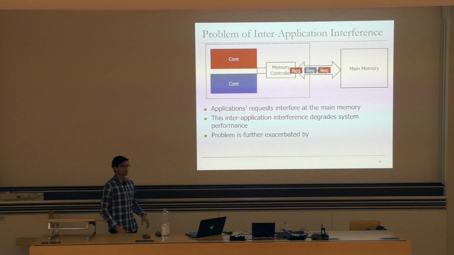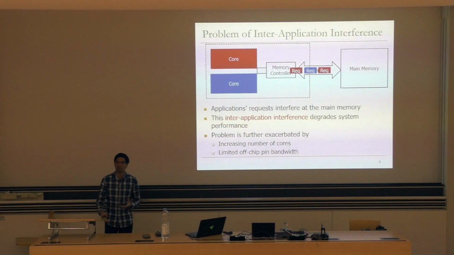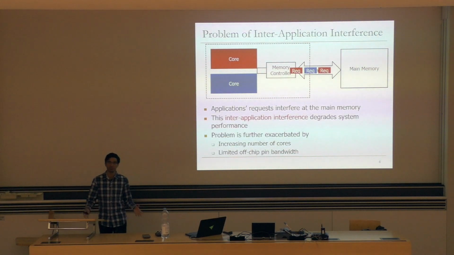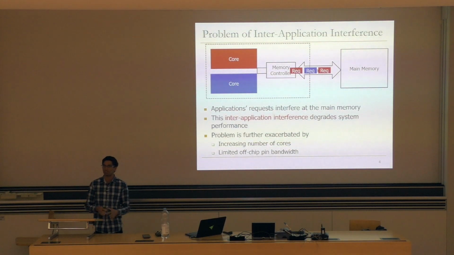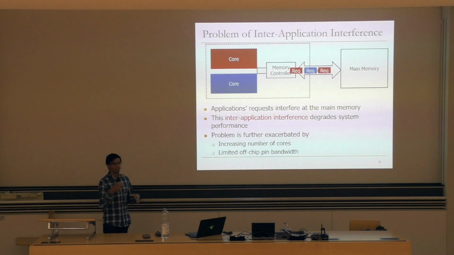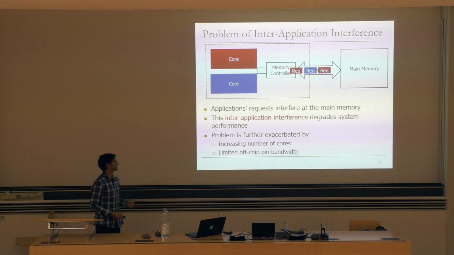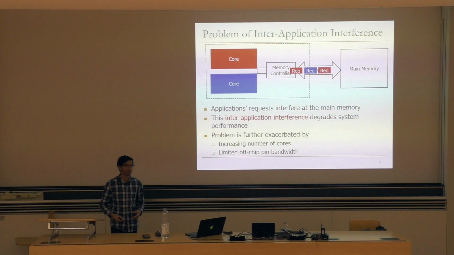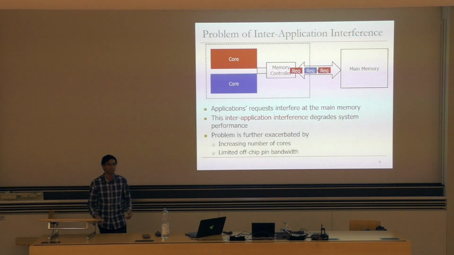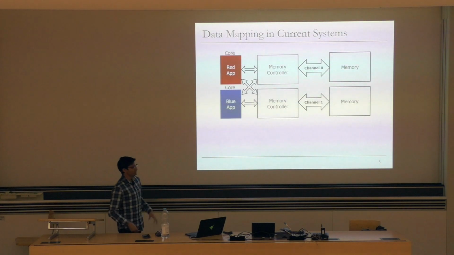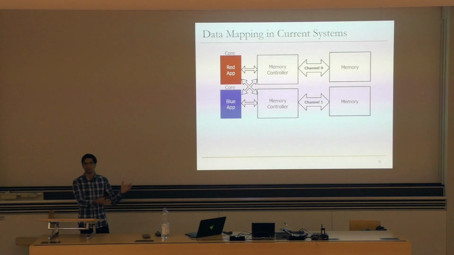This problem is further exacerbated by increasing the number of cores. For example, in today's systems we have GPUs with many cores and many different accelerators with lots of compute units, and the ratio of compute units to memory channels keeps increasing. So this becomes a bigger and bigger problem. Similarly, we have limited off-chip bandwidth. There's a single channel here, and we can get more bandwidth by increasing the clock frequency and so forth, but the number of pins in the channel is limited by the physical design, and we can't increase that too much. So here's what it looks like in a more realistic system where we have multiple channels.